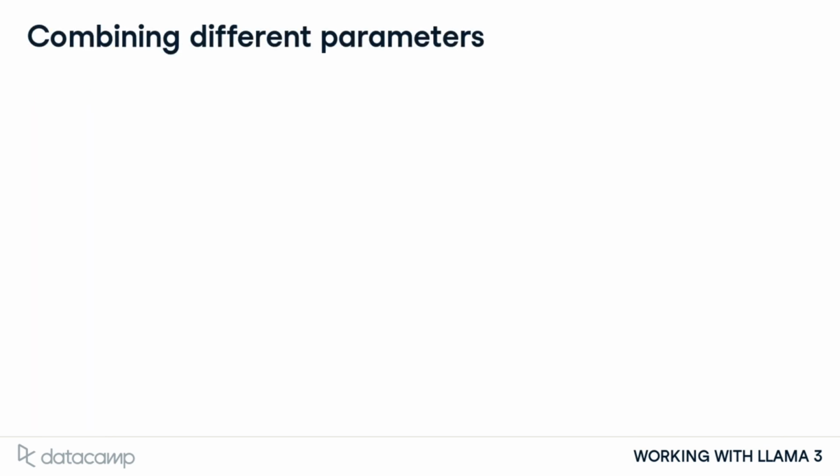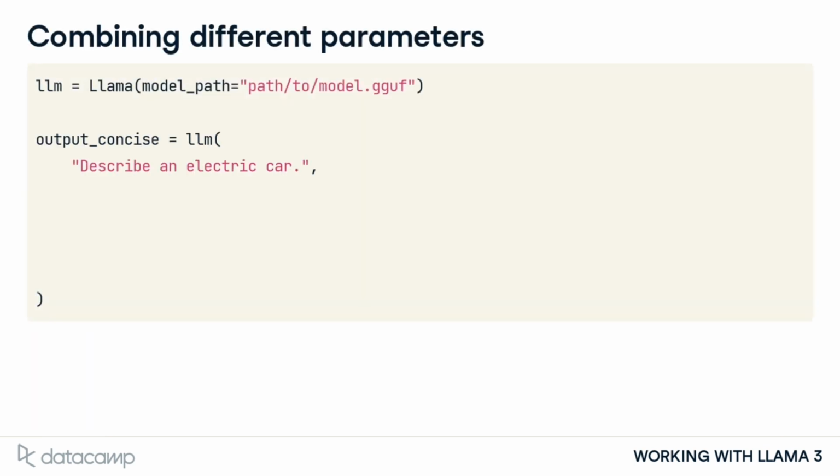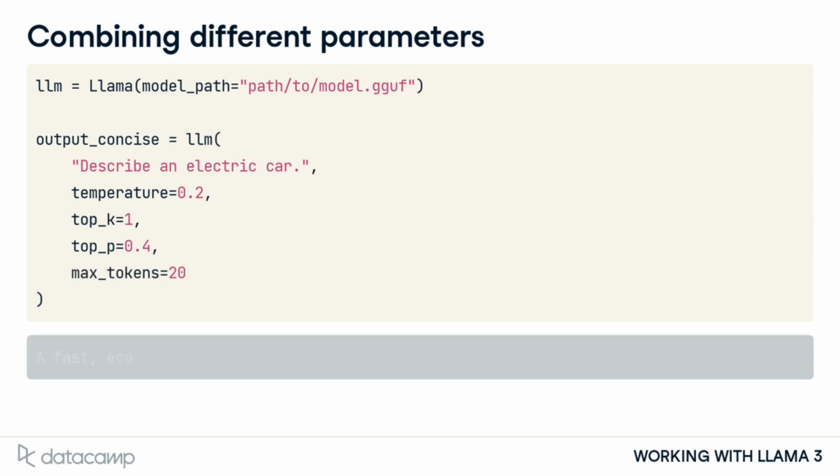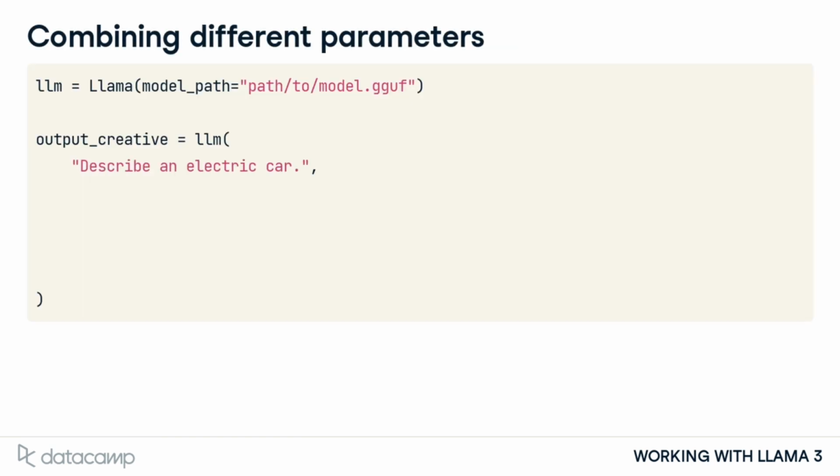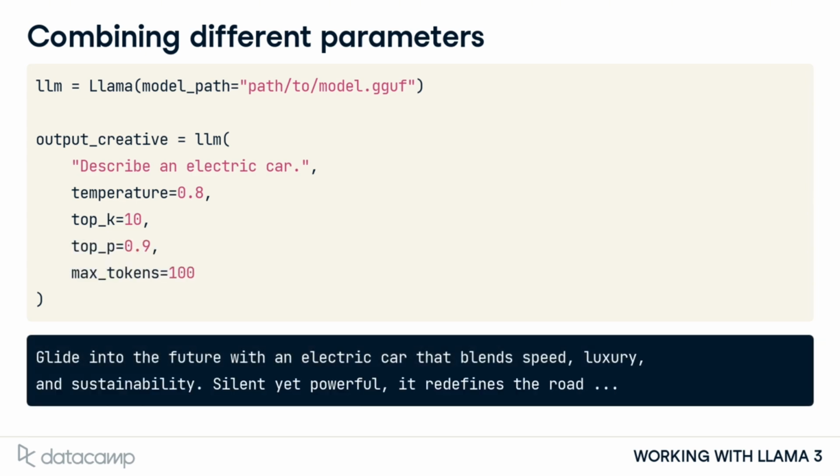Let's combine them all together in this example. Setting temperature to 0.2, top K to 1, top P to 0.4, and max tokens to 20 will result in a short, concise product description. We'll get a much more creative output with a temperature of 0.8, top K of 10, top P of 0.9, and max tokens of 100.